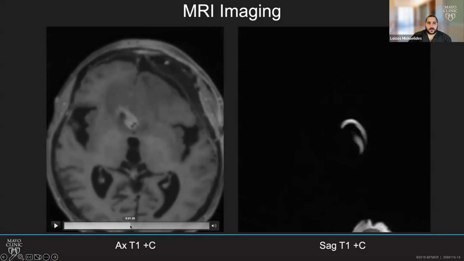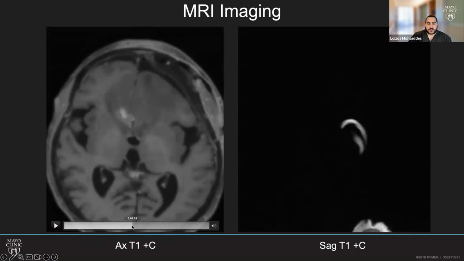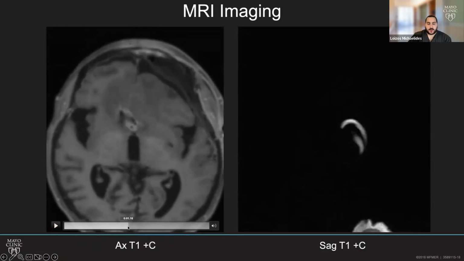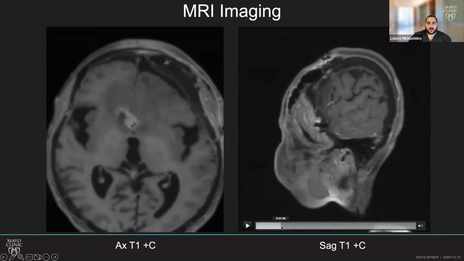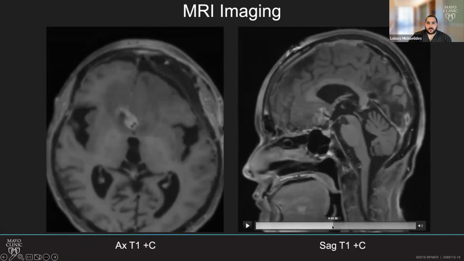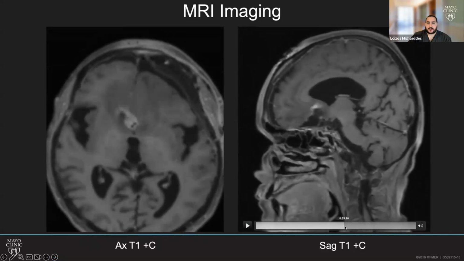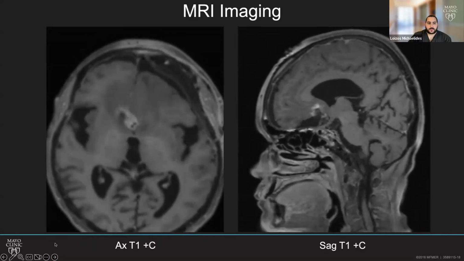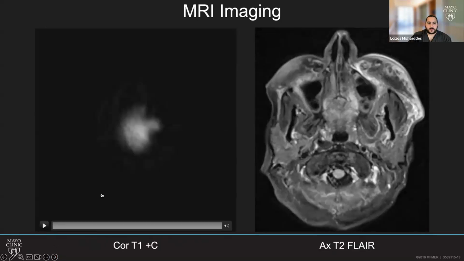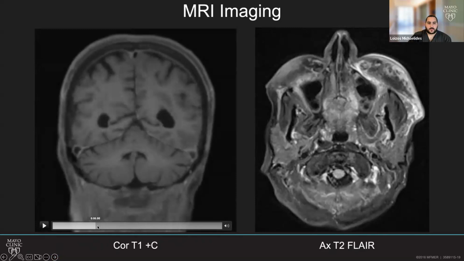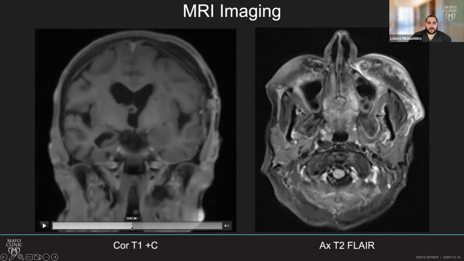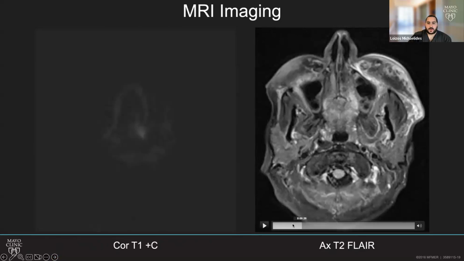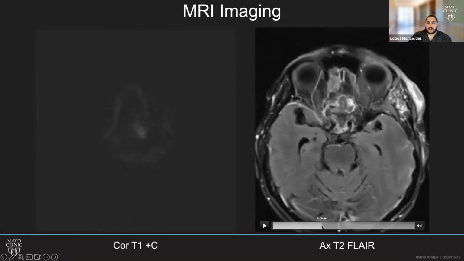Post-op imaging was as expected, with a near total excision and some residual tumor encasing the anterior cerebral arteries. Here we can see some blood products and the resection cavity, and some edema as expected on the FLAIR sequence.